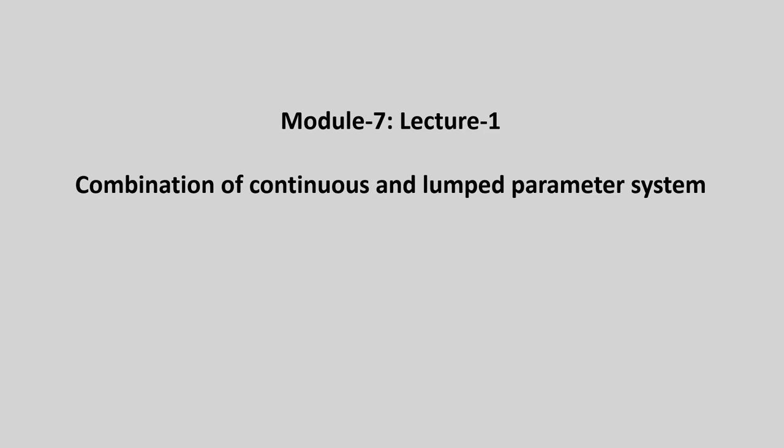Now today I would like to discuss how to proceed in a problem where you will get a combination of continuous and lumped parameter systems. For example, you have a beam on which several concentrated masses are acting. For example, an aircraft wing where the fuel tank is located. As a result, the vibration characteristics of the aircraft wing will vary depending on the fuel content in the tank. For empty condition, there will be one natural frequency, and when the tank is full or partially full, there will be other values of natural frequencies.